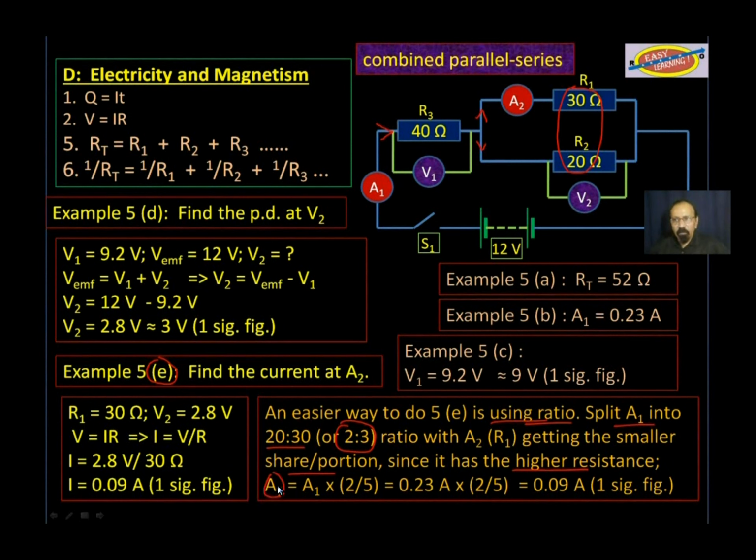then it simply becomes A2 is equal to A1 multiplied by 2 over 5, not 3 over 5. And if you do that, you will get the same 0.09 amp. So there are two ways of doing that.